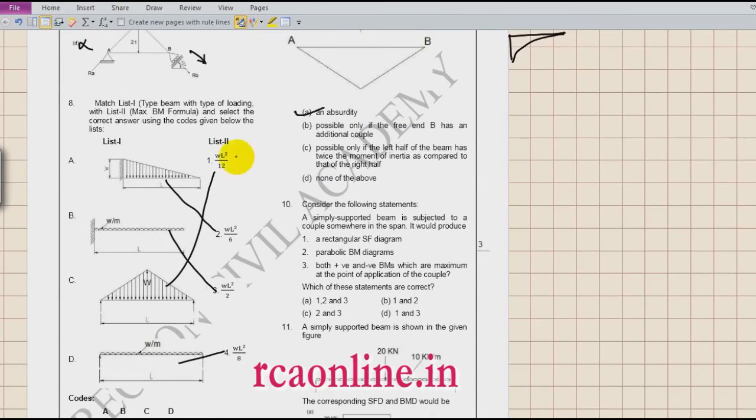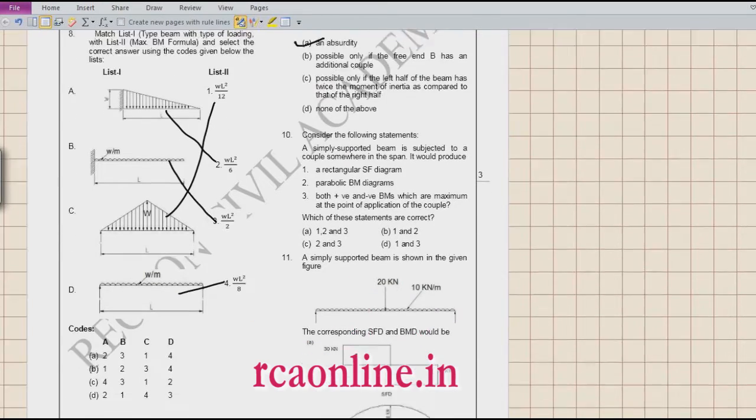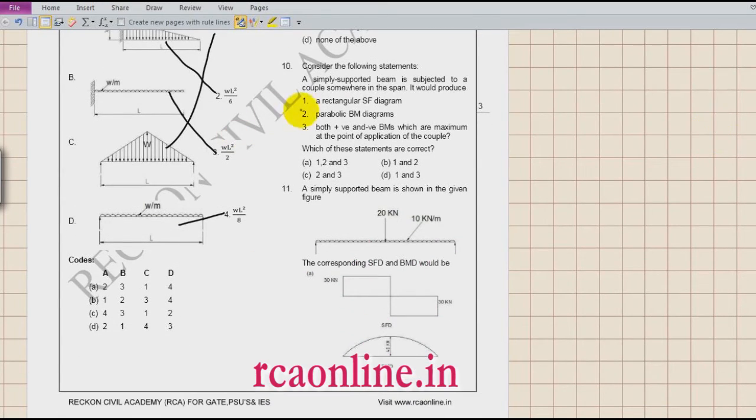Now if you see another options, possible only if the free end B has an additional couple. No, that will not make this shape. Possible only if the left hand of the beam has twice the moment of inertia. No, this cannot be. So this is a vague question, not a very good question. Now come to the question number 10.